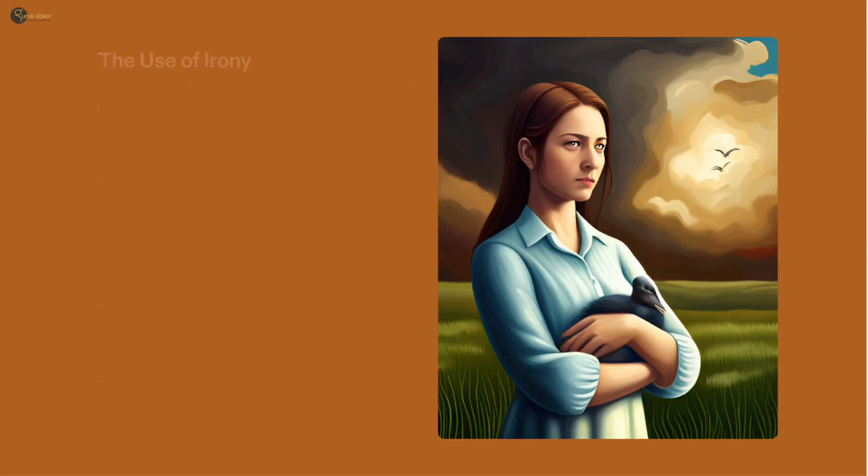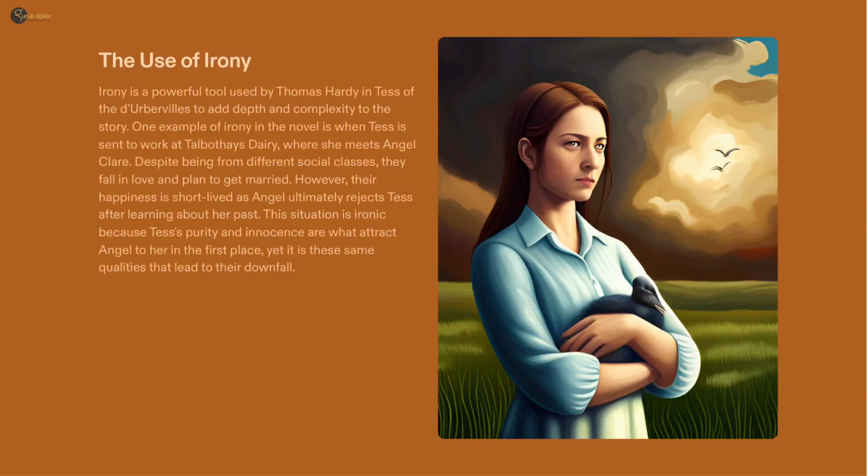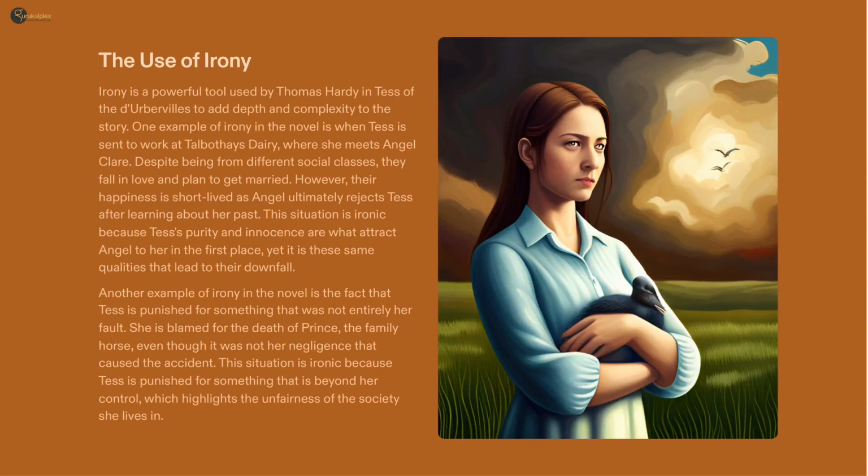I'm sure you're familiar with the classic novel Tess of the D'Urbervilles, written by Thomas Hardy. In this presentation we'll be exploring the use of irony in the novel. We see how the main character Tess, despite her purity and innocence, finds herself in situations of unfortunate irony. We see how she is punished for something she was not responsible for, only to be faced with an unequal and unjust society. Through examples like these, Hardy's use of irony adds depth and complexity to the story.